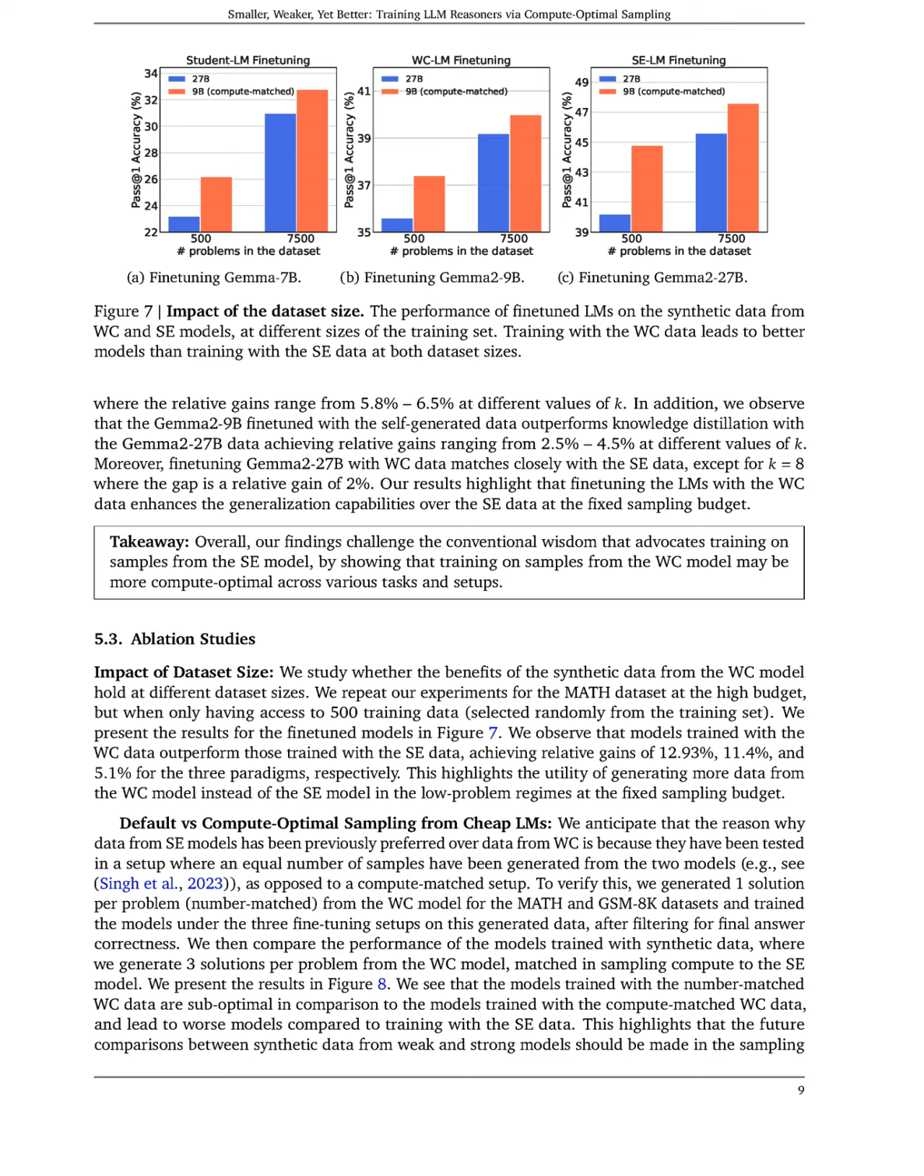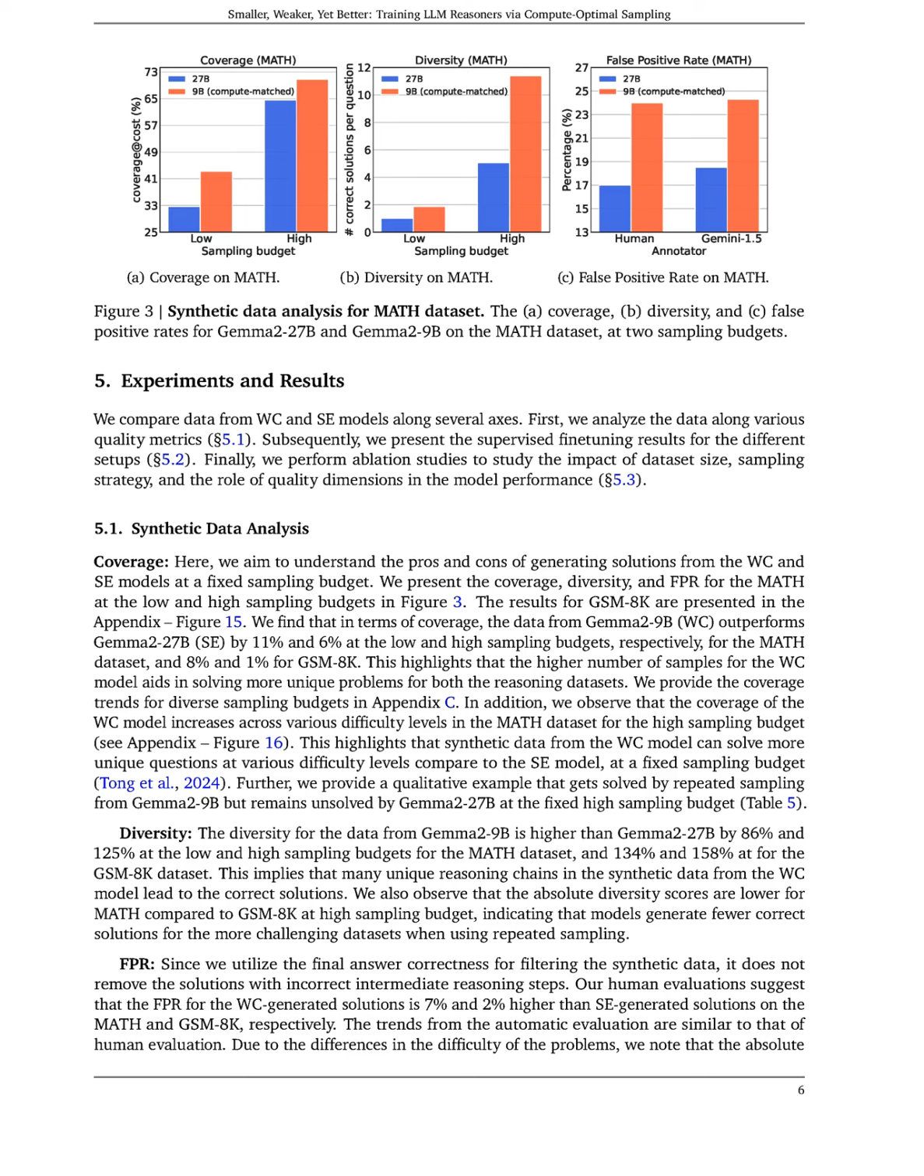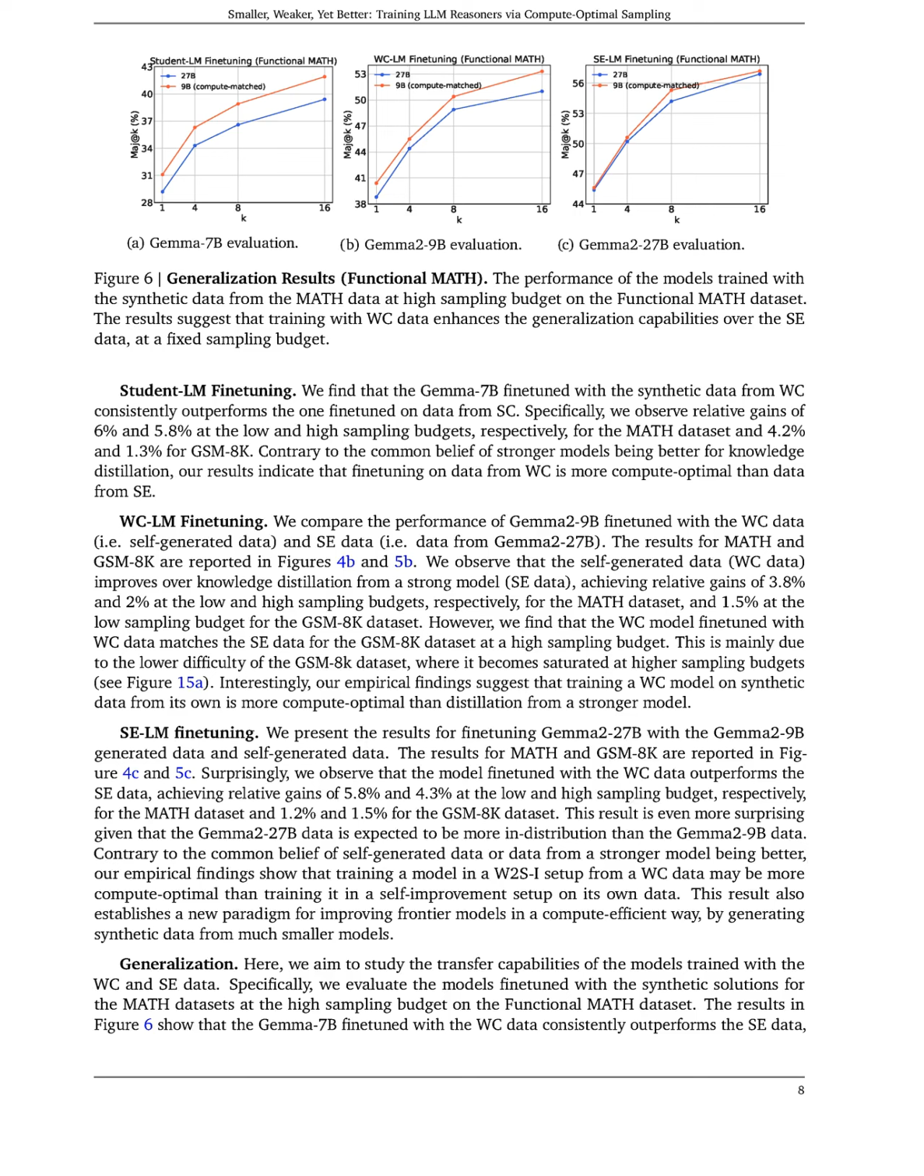This indicates that although the WC model can solve more unique problems and provide a greater variety of solutions, the quality of reasoning is compromised, leading to incorrect intermediate reasoning steps despite correct final answers. The mixed signals of high coverage and diversity, coupled with a higher FPR, create uncertainty about the compute optimality of sampling from the WC model versus the SE model for training strong reasoners. Thus, while WC-generated data can enhance model performance, the trade-off with increased FPR necessitates careful consideration in practical applications.